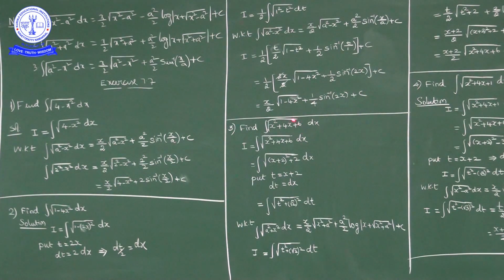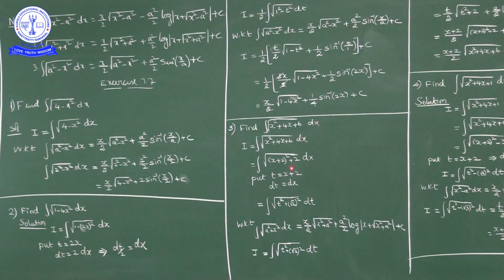What is the advantage? If you write 6 as 4 plus 2, x square plus 4x plus 4 plus 2. So x square plus 4x plus 4, what we can write? X plus 2 whole square. So this integration I reduces to integral of square root of x plus 2 whole square plus 2.